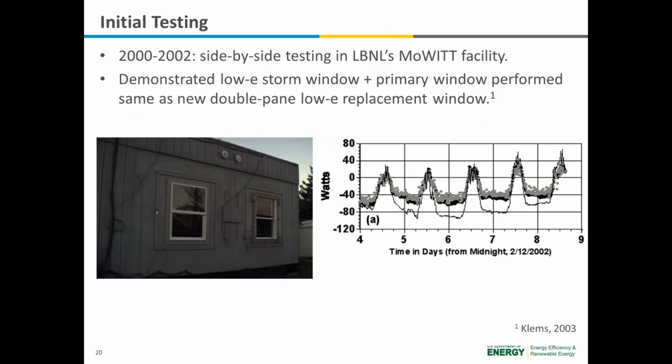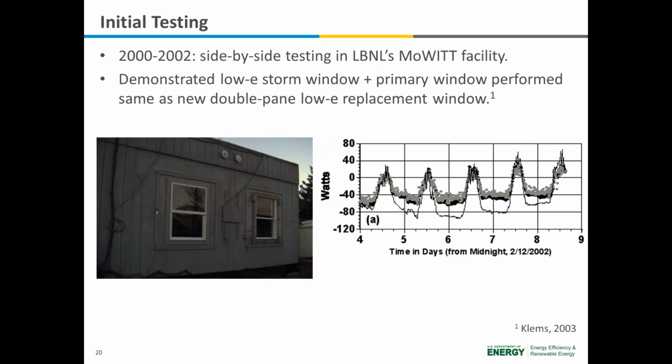So moving on, LBNL came up with this concept, did some initial calculations, and we've done some of these more recent calculations that show, yes, this should work. So the next step is let's test it. Let's see, does it work under real-life conditions? The first step was in 2002, when LBNL used their mobile window testing facility, or MOWITT facility. It can be moved, but it was stationed near Lake Tahoe, Nevada, up in the mountains for a cold weather climate.